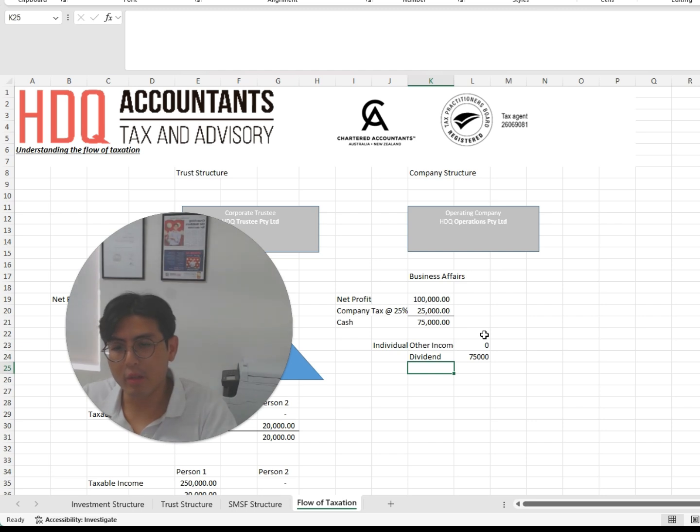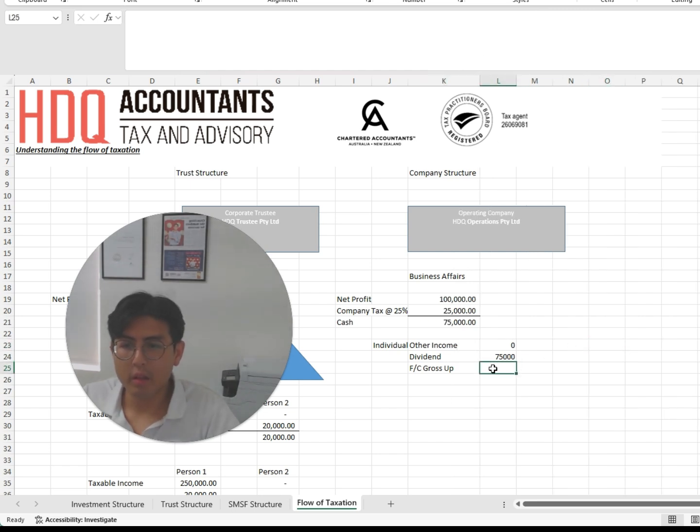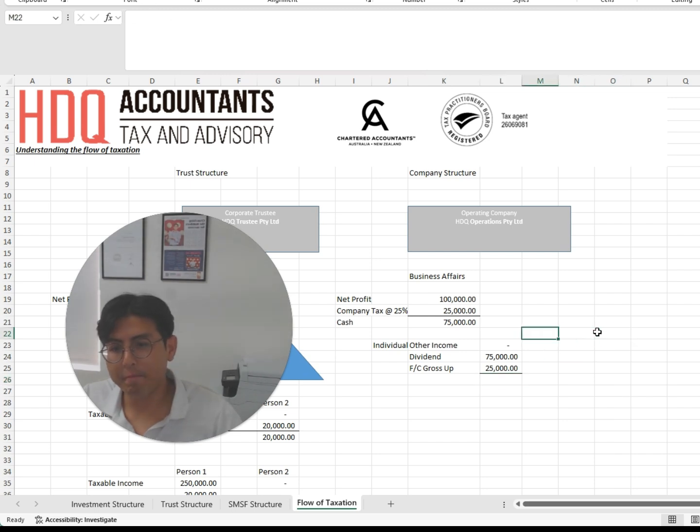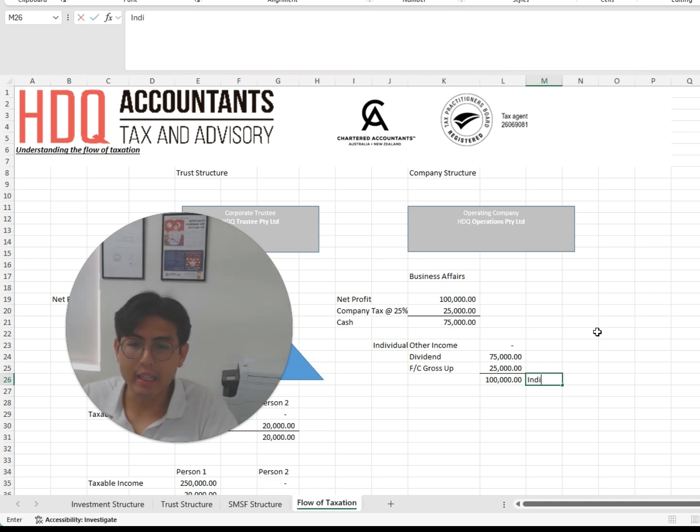And also there will be something called a franking credit gross up, equal to the 25% that the company would have paid at the company level. So this means that as an individual, you're taxed on 100K at individual rates, but to avoid double taxation, we will less a 25% franking credit, which is the tax that the company has already paid.